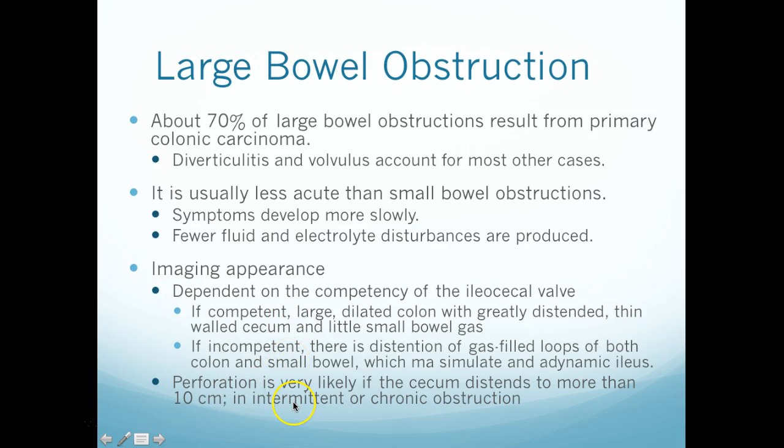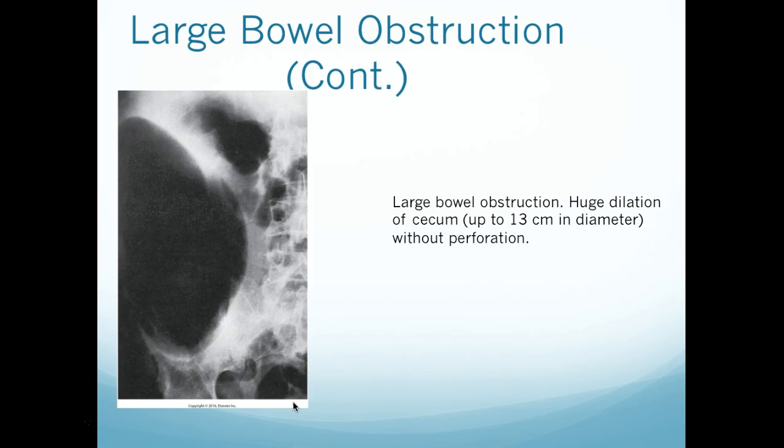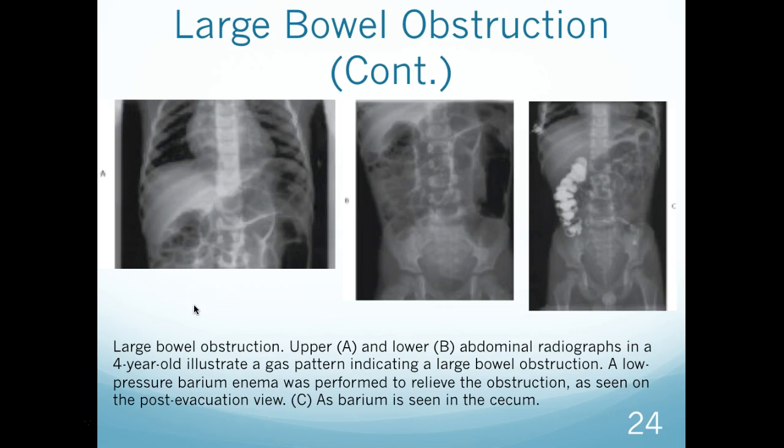So perforation is very likely if the cecum distension is more than 10 cm. So you need to make sure it's not more than 10 cm. So large bowel obstruction here, and it's a huge dilatation of the cecum, and this is 13 centimeters, and they haven't perforated yet, but they're high risk for perforation.